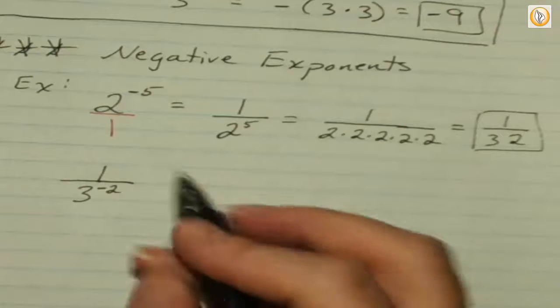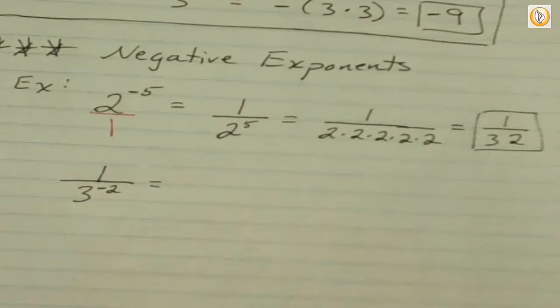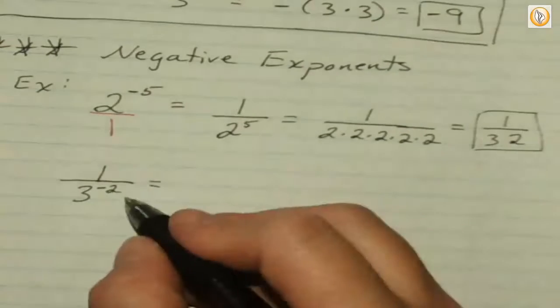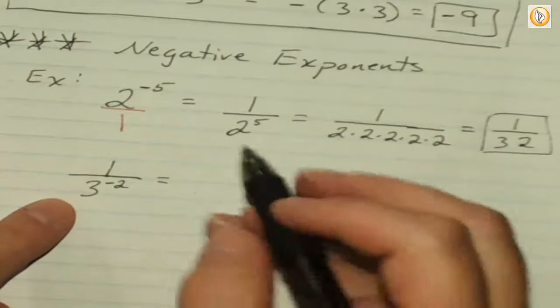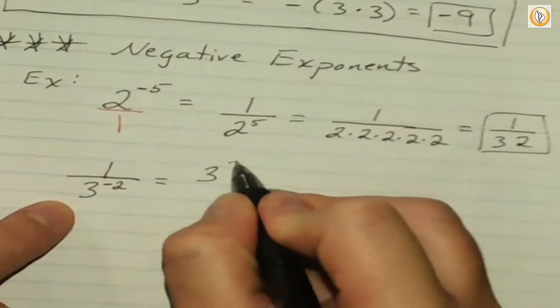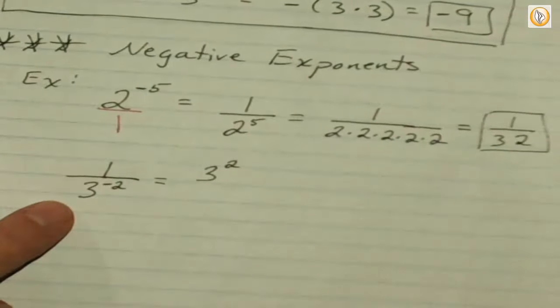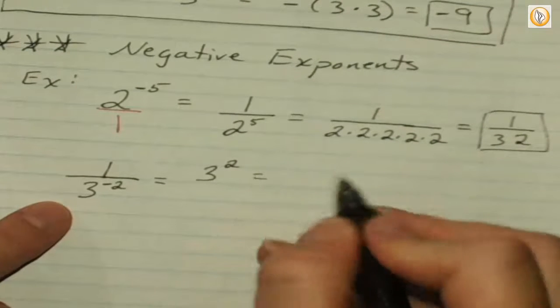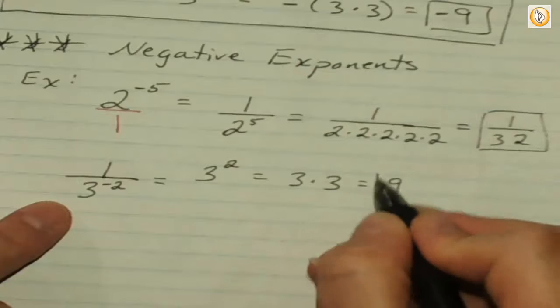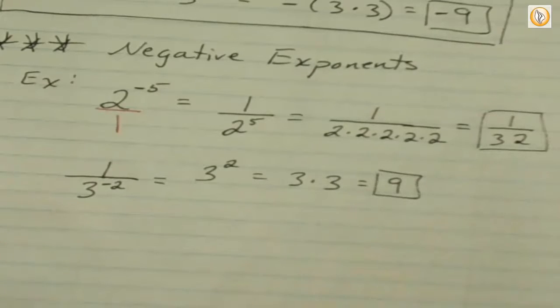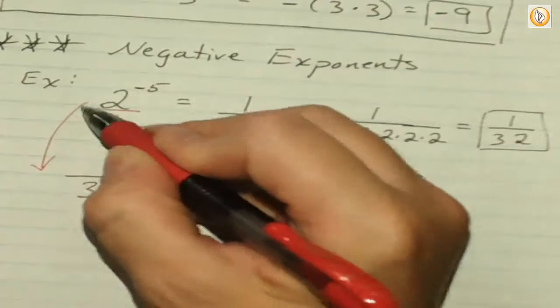What can I do to make it positive? What do you think? Flip it. This time, see here, I put it on the bottom. This time, I'm going to put it on the top and make it positive. So that's 3 times 3, which is 9. Couldn't you just remove the negative automatically?